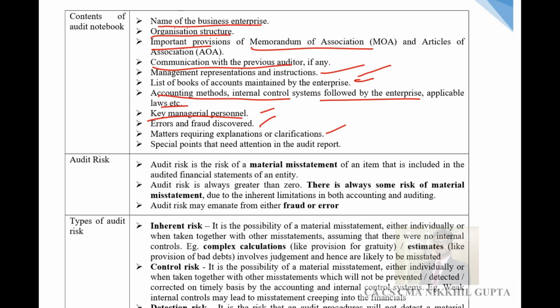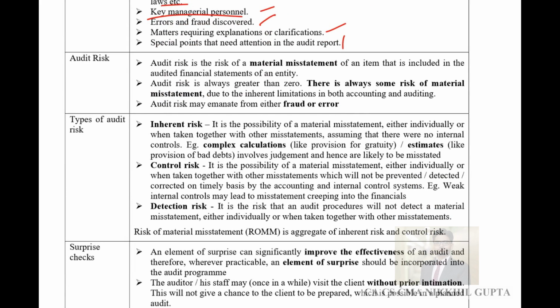Matters relating to explanations and clarifications, and here we specifically deal with the explanations which are given verbally by the management and not in writing by the management. Those are to be recorded in the audit notebook. Special points that need attention in the auditor's report: if any special point is to be discussed with the management in the auditor's report, then that point is also written in the audit notebook.